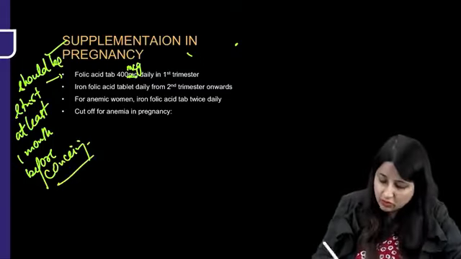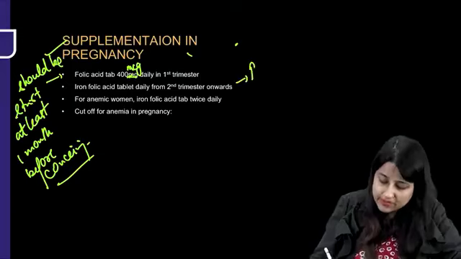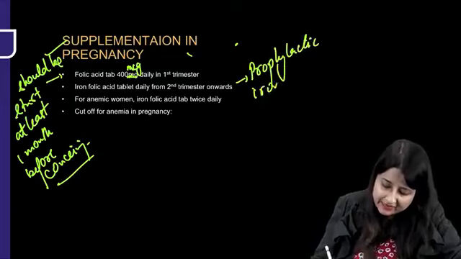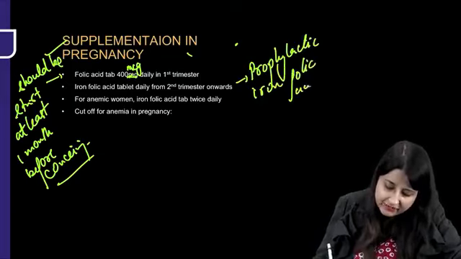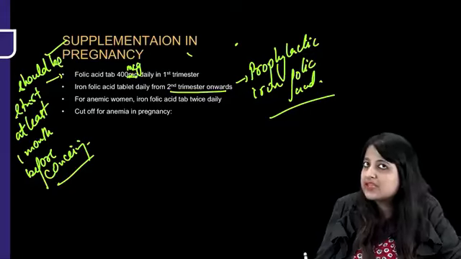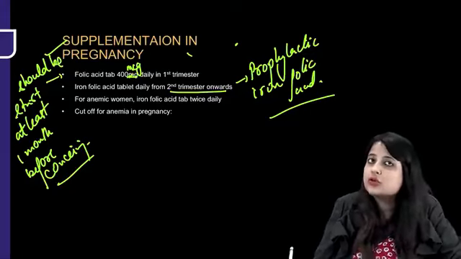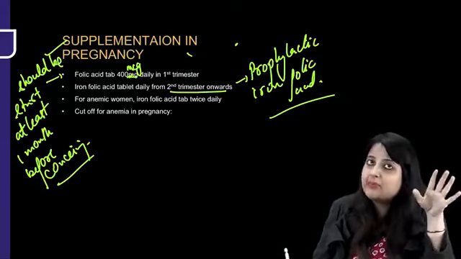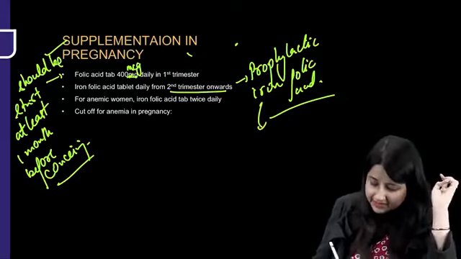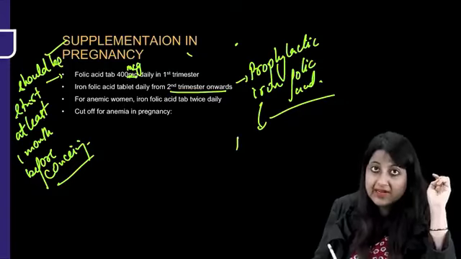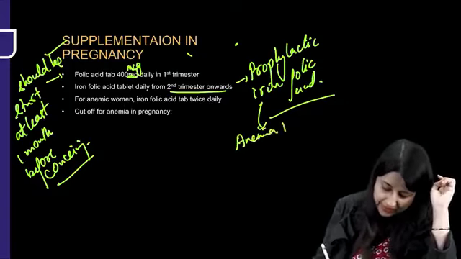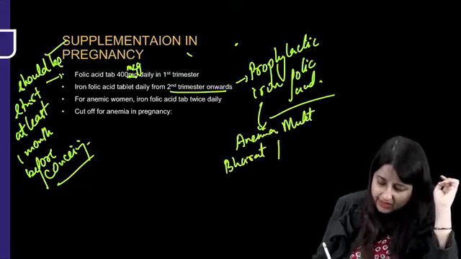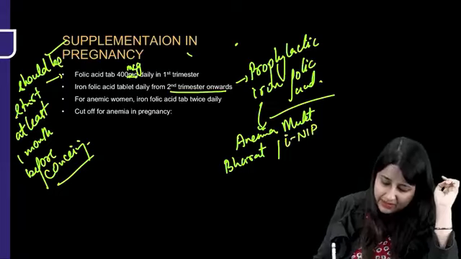From the second trimester, what are we offering? We are offering prophylactic iron folic acid. The prophylactic iron folic acid tablet should be given daily from the second trimester onwards, and it should also continue after delivery up to 6 months. And this tablet is being provided under which initiative? We already know that, we have revised it in nutrition: Anemia Mukt Bharat, or Intensified National Iron Plus Initiative.